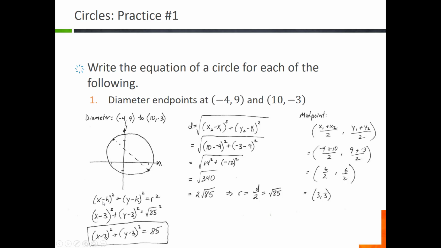So we go back to our standard equation. We plug 3 in for h, 3 in for k, because that was our center, and then we're going to plug the square root of 85 in for r. And when you square root a square, it cancels, so you get x minus 3 squared plus y minus 3 squared is equal to 85.